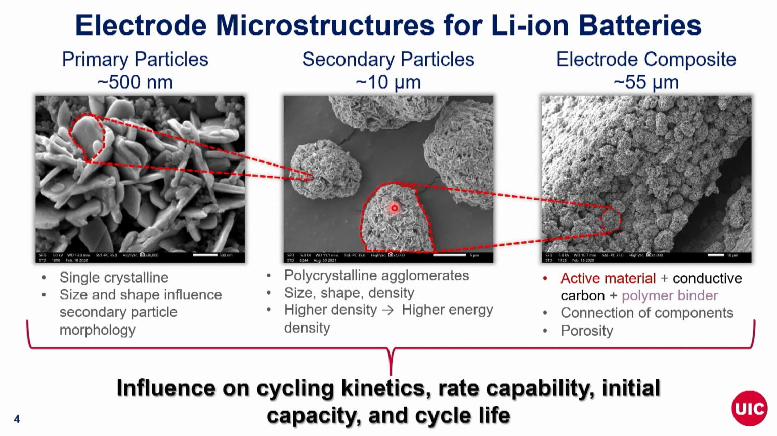The secondary particle cathode material is then mixed with a conductive binder or conductive carbon material, which enhances your electronic conductivity, and then a polymer binder, which holds everything together. And these are cast along your current collecting foil and then assembled into your battery stack.